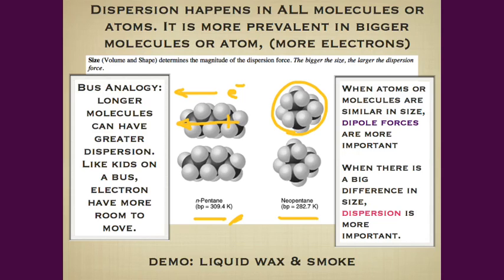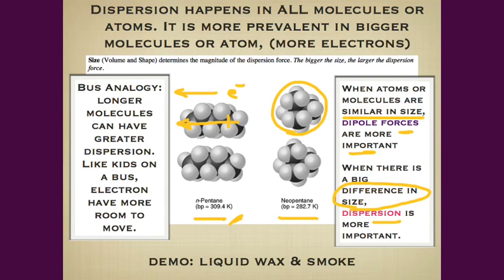One of the rules to consider here is that typically dipole forces are more important than dispersion in most cases, and that's true if you're looking at molecules that are similar in size. However, if you're comparing two different molecules and there's a big difference in size, then dispersion becomes more important. That comes into play in certain problems where you're asked to predict which substance might have a higher boiling point and melting point, and we'll look at an example of that in a second.